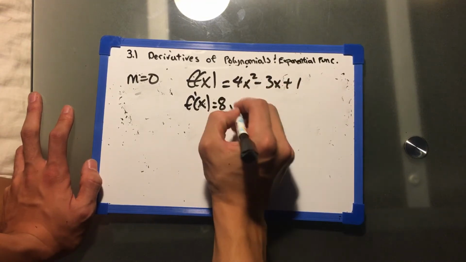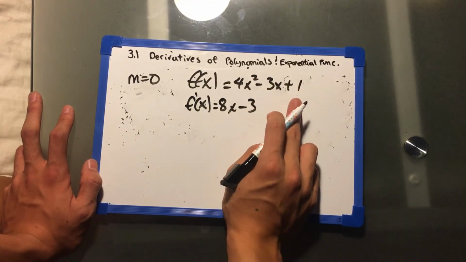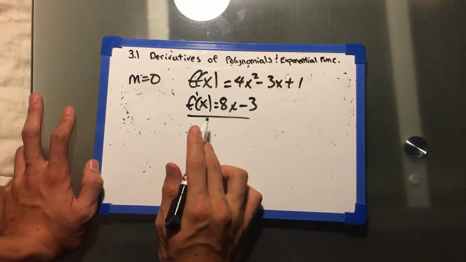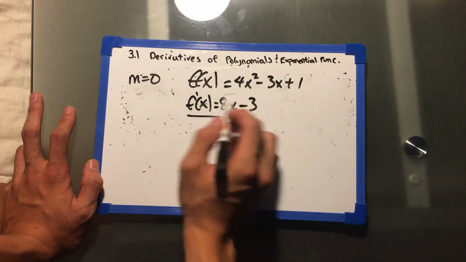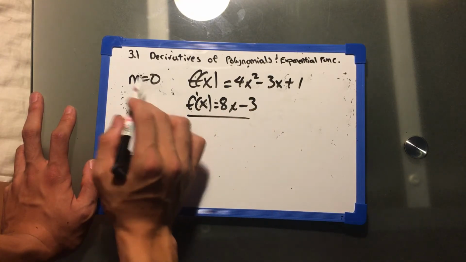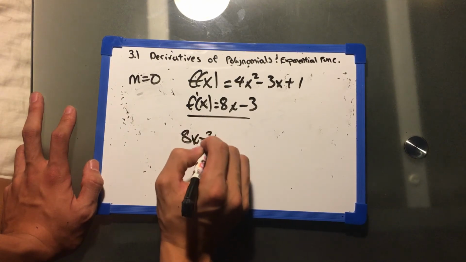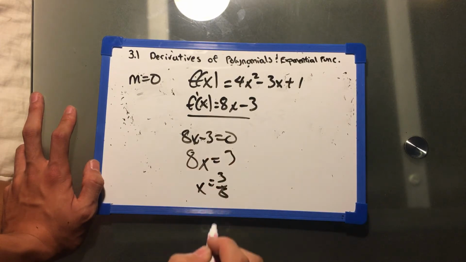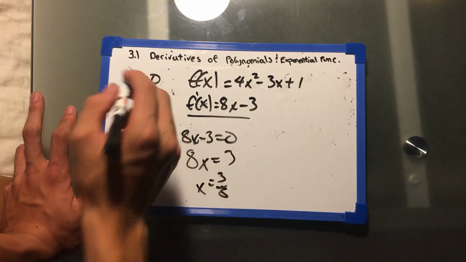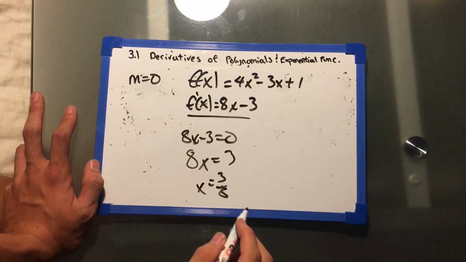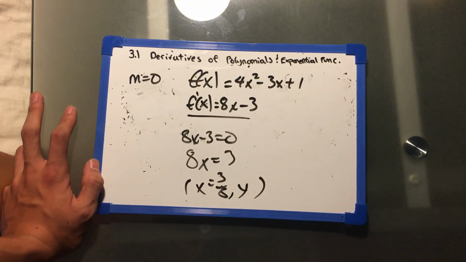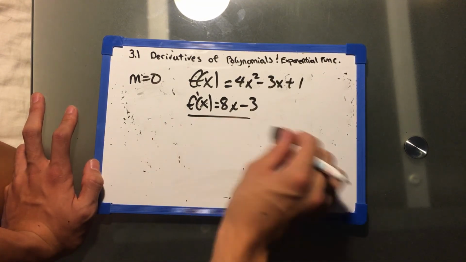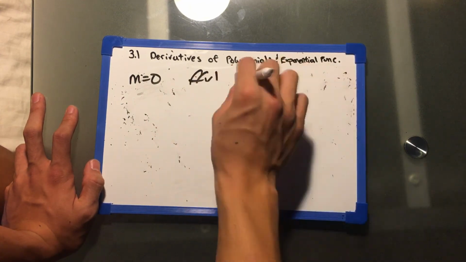Do the power rule: 8x minus 3. And the derivative of the constant is 0, so there's nothing there. This is the derivative of x. Now, this is the slope equation, right? You want to find where the slope is 0. So you set 8x minus 3 equals 0. Solve that: 8x equals 3, x equals 3 over 8. So you know at x equals 3 over 8, the slope is 0. Now you can plug this back into f of x and find the y value, but I'm not going to do that. So now you know how to take the derivative of polynomials and exponential functions.